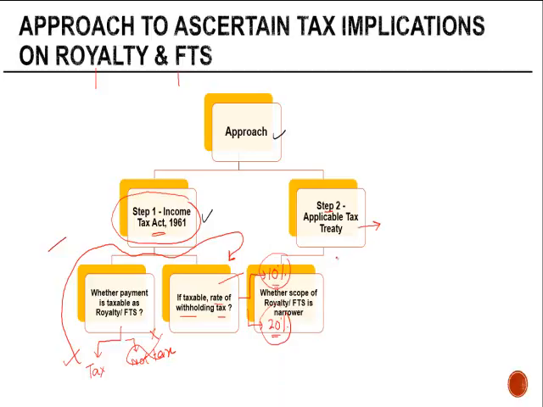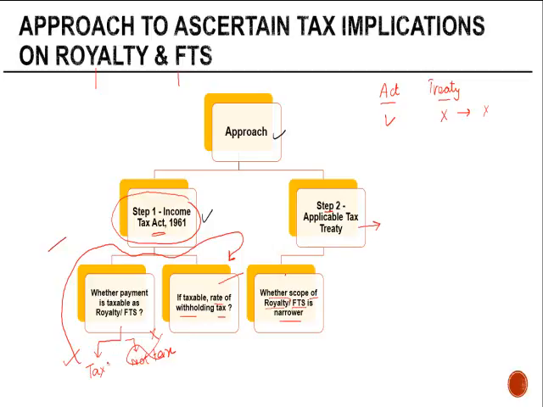Within these provisions also, the first thing that you need to see is whether the scope of royalty or FTS is narrower. What that means is there may be some payments which are taxable as royalty or FTS under the Act. So under the Act they are taxable, but under the treaty it might just be that this item may not be taxable, right? If the scope is narrower, it is not taxable, again that's the end of the matter.